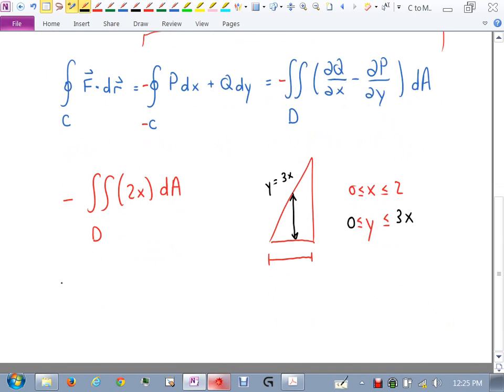So my double integral looks like this. Negative, 0 to 2, 0 to 3x of 2x d what, d what? dy dx.